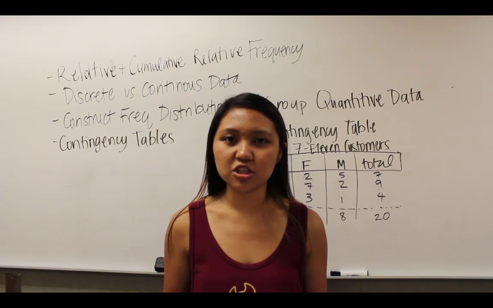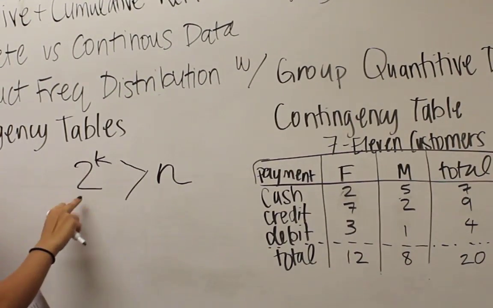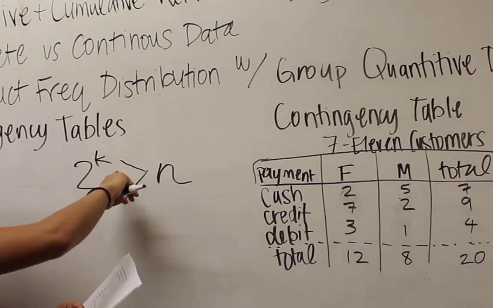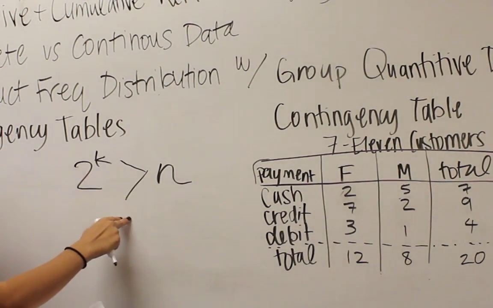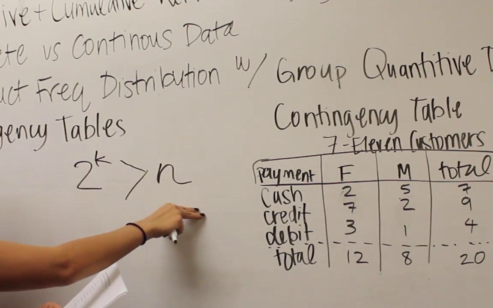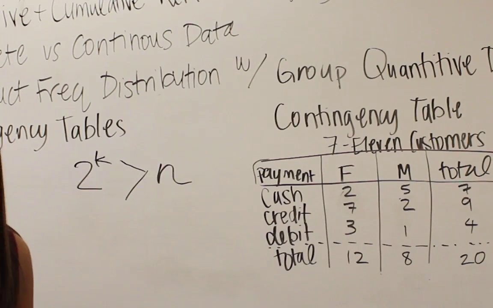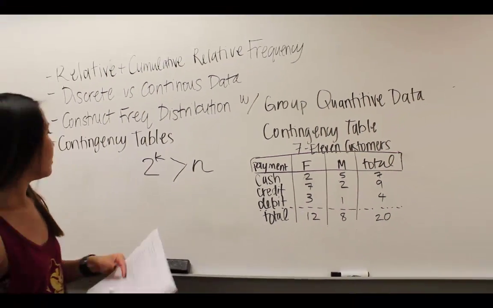An equation you probably have seen in class is 2 to the k is greater than n, where k is the number of groups or classes, and n is the number of data points. I'm just going to go into an example because I think that's the best way to explain this. So the question I have is, what is the appropriate number of classes if you have 80 data points?